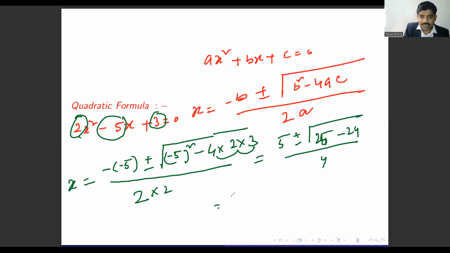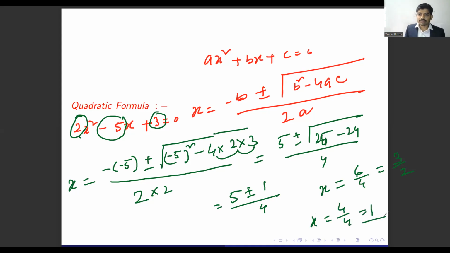So basically what you are getting, 5 plus minus 1 by 4. So you are getting x is equal to, first is 6 by 4. So that is 3 by 2. Obviously this is correct. And next is you are getting minus, 4 by 4, you are getting 1. So both the solutions are correct, because in the previous same problem we did by factorization, we got the same answer. Okay.